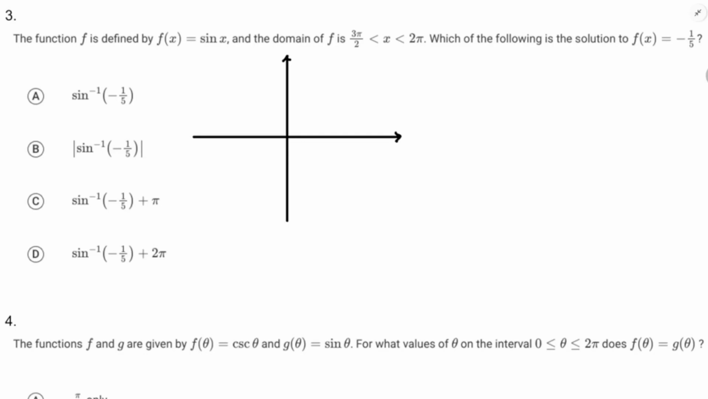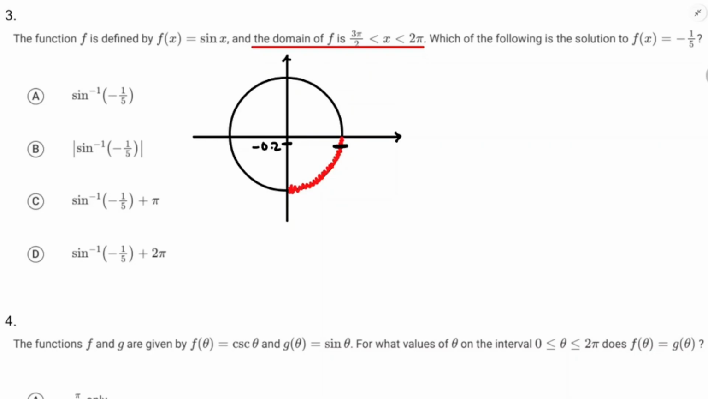Okay, so if I'm thinking about the unit circle, and I usually try to draw the circle first, we're really only between 3 pi over 2 and 2 pi. That's the domain of f. And so I'm going to emphasize that part of the circle right here. And we're looking for where f of x, sine x, is equal to negative 1/5. Well, negative 1/5 is really not very far down there. I'll just say negative 0.2 right there. And so we're looking for this coordinate right here.